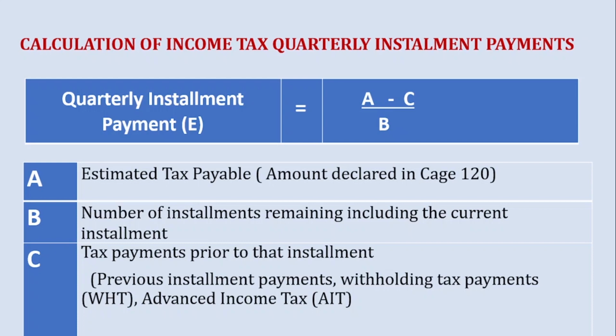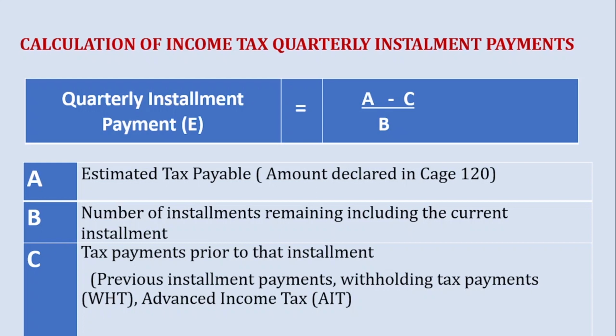Okay, now we are going to calculate the income tax quarterly installment payment. For the purpose of this, we can apply the formula given in the Act, that is A minus C divided by B. A means estimated tax payable. The amount declared in page 120 should be considered for A. I will briefly explain the estimated tax payable.